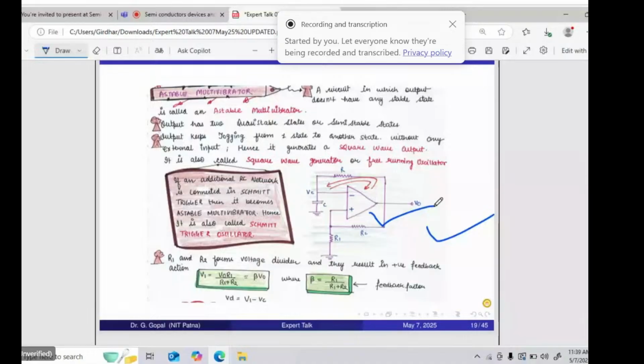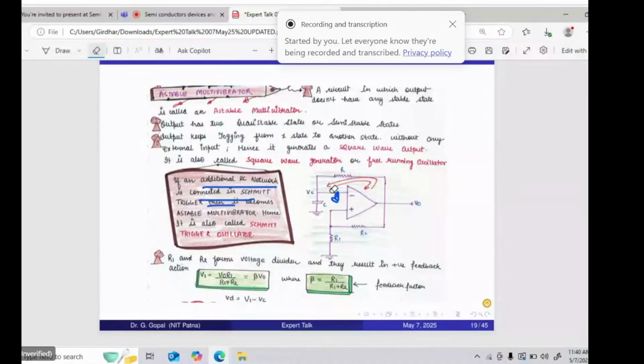If these are not there, then it is simply a Schmitt trigger only, non-inverting type. Here Vi only, this is Vi, then it is the inverting type Schmitt trigger only. Now if you want to make it an astable multivibrator, just add on an RC network only. This is the RC network.